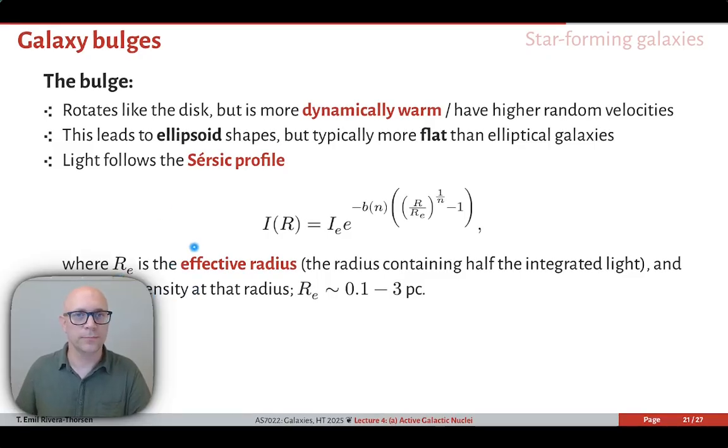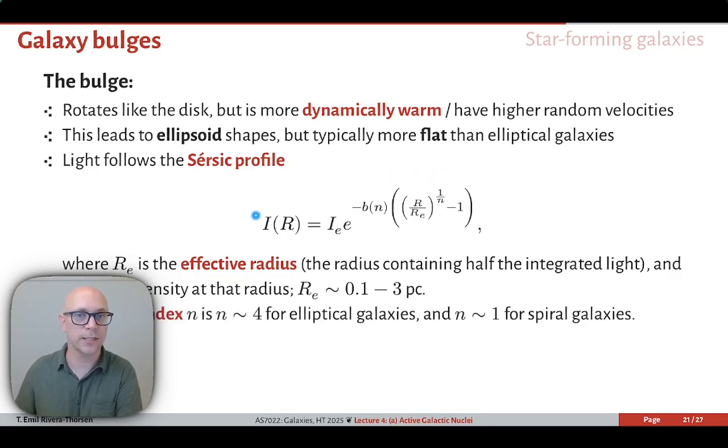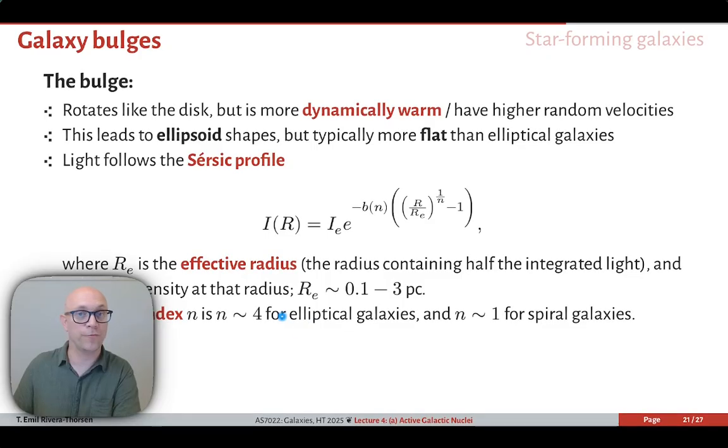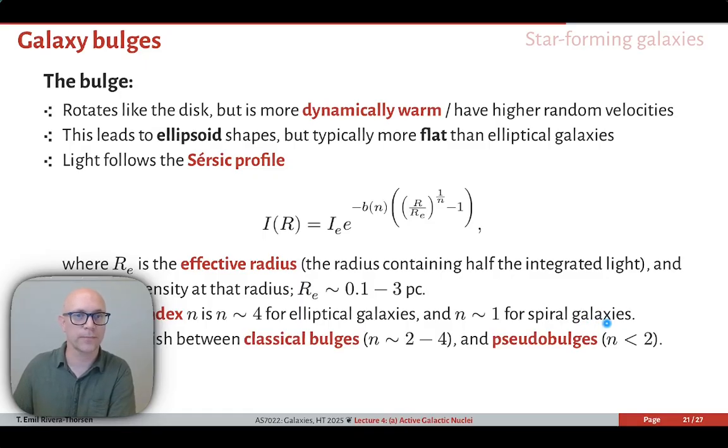However, we also know that the surface index can change a lot between different galaxy types, and this is also true for the bulge. We remember that for elliptical galaxies, the surface index is about 4 typically. And for spiral galaxies or disk galaxies, it is typically about 1, which corresponds to a purely exponential drop-off of luminosity as a function of radius.